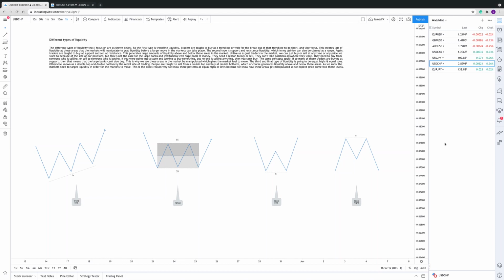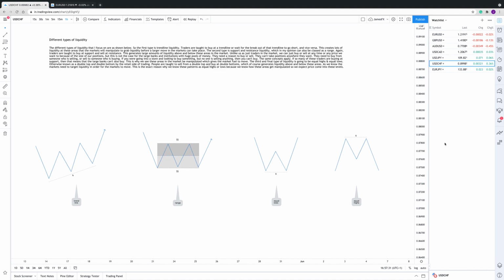The three different types of liquidity that I focus on, and the three that I believe are the most important to be aware of, are going to be trendline liquidity, support and resistance, which I would also classify as a range in some cases, and then equal lows and equal highs, otherwise known as double tops and double bottoms.